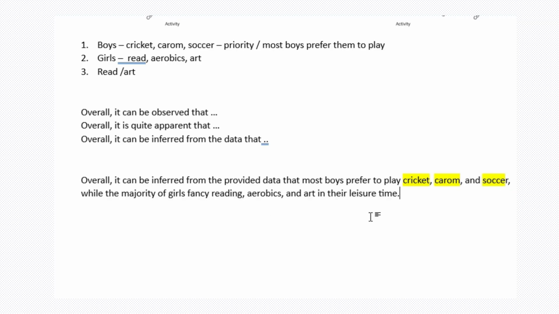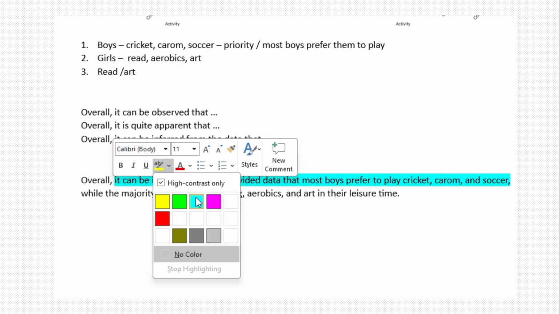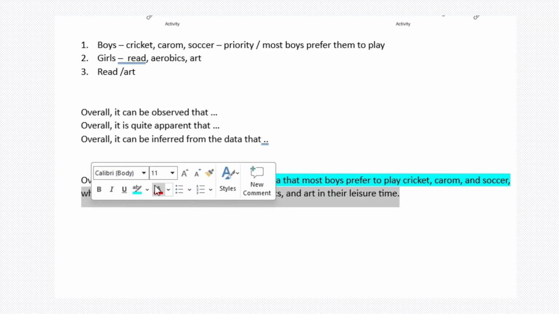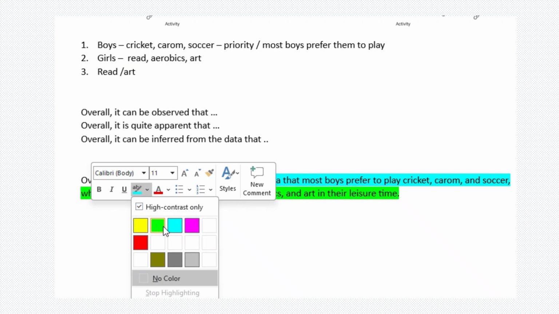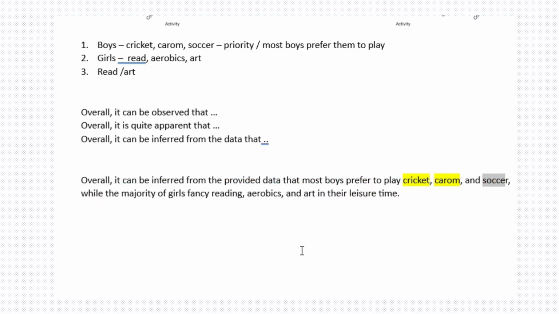The next comma was used here because this sentence was over, so it's like an independent clause. Now I'm adding another sentence here using "while." You can see this is another sentence, right? So I'm adding another independent clause, so I need a comma. I'm using "while" as a connector.